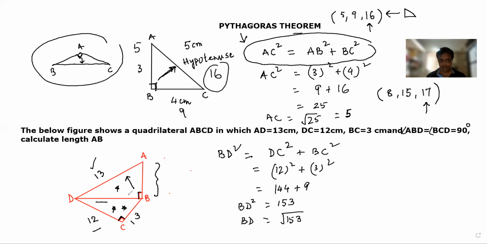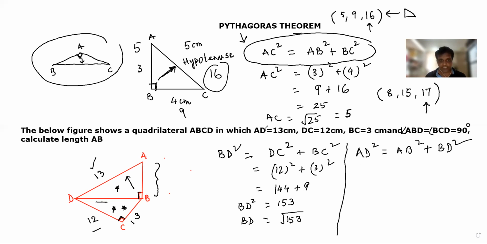Now we know BD. Now we know AD. So we can easily find the third side. If we know the two sides, we can easily find the third side. So let's apply the Pythagoras theorem in the top triangle. Where is the hypotenuse? AD. Now I'm sure you can identify where is the hypotenuse. So AD square will be equal to AB square plus BD square.